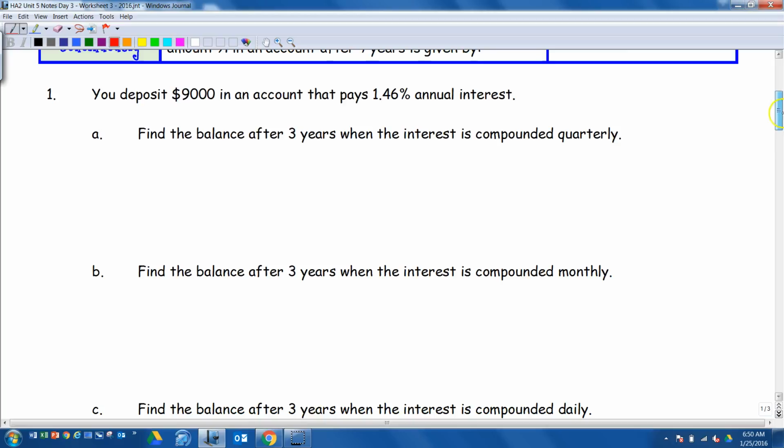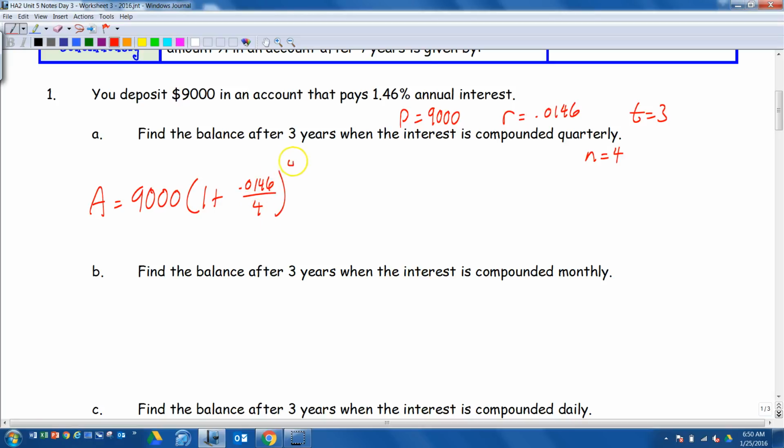We're going to deposit $9,000 in an account that pays 1.46% annual interest, so r is equal to 0.0146. P is equal to 9,000. Find the balance after 3 years, so these will all have t equals 3. For part A, it says compounded quarterly, which means it will be compounded every 3 months, or every quarter, which means that would happen 4 times in a year. So n will be 4. So my formula is A is equal to the principal, 9,000, times 1 plus 0.0146 over n, which is 4, raised to the 4 times 3.